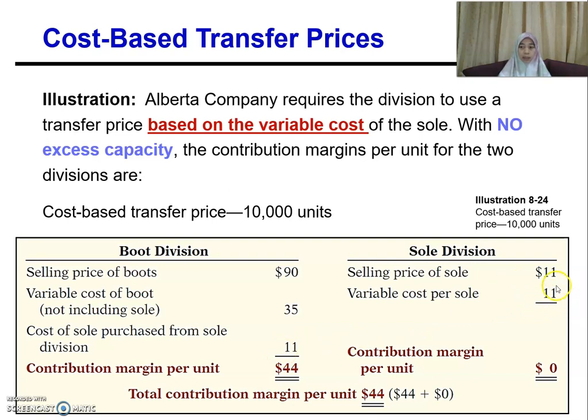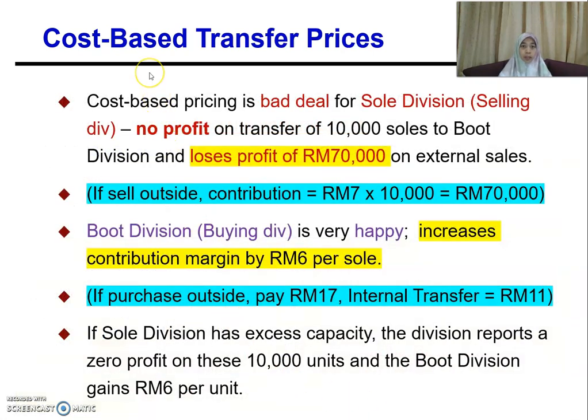Remember, the revenue for one division will be the cost for the other division. The revenue for the selling division will be the cost for the buying division. So here that will give the boot division a contribution margin per unit of 44. So the total contribution margin will be 44 plus 0, which gives you again 44. Okay.